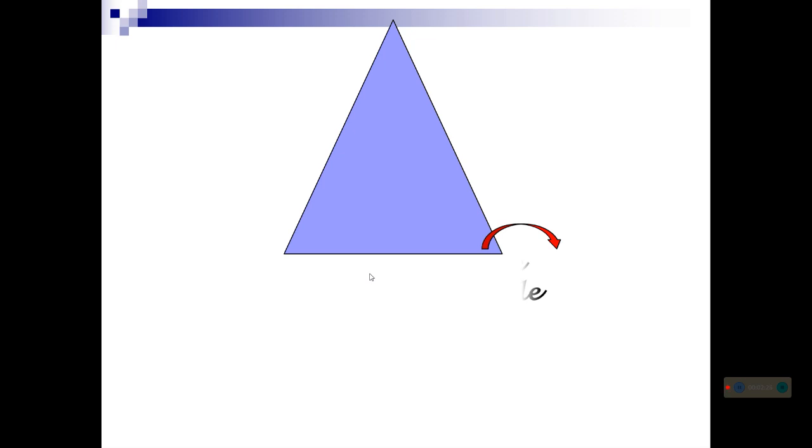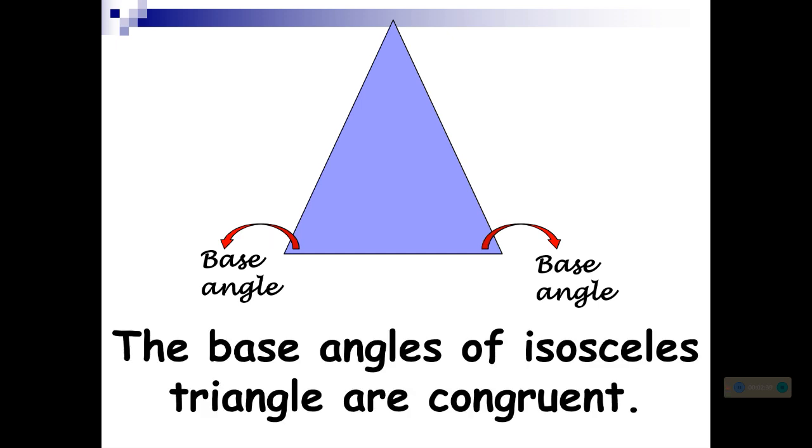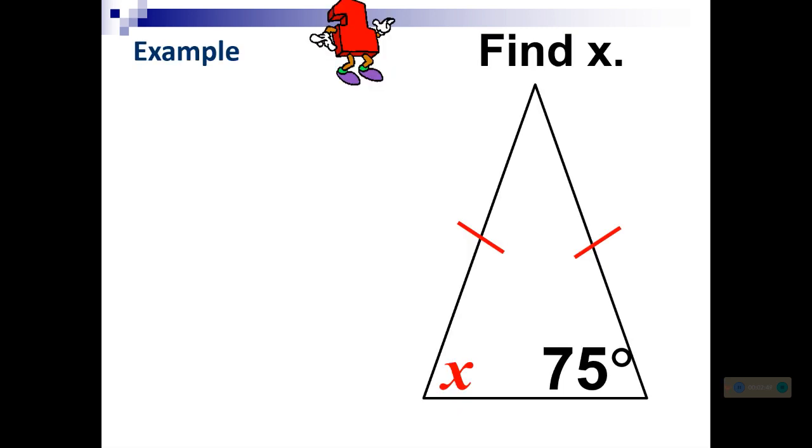Okay? Next, what do you call this part? Yes, that is a base angle. How about this one? Of course, this is also a base angle. Okay? So what can you recall about the base angles of isosceles triangles? Okay, so we have the base angles of isosceles triangle are congruent. That's correct. Okay? So how are we going to use this statement in finding the x? We have here the figure, one of the base angles is 75 degrees. So what is the value of our x here? That's correct. We also have 75 degrees.